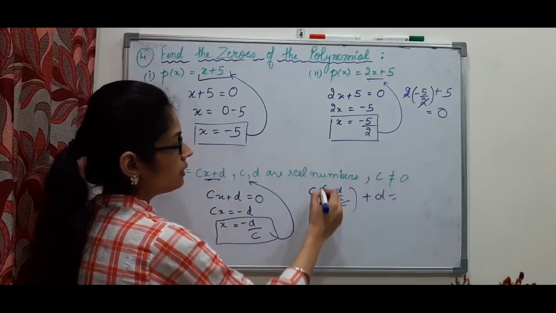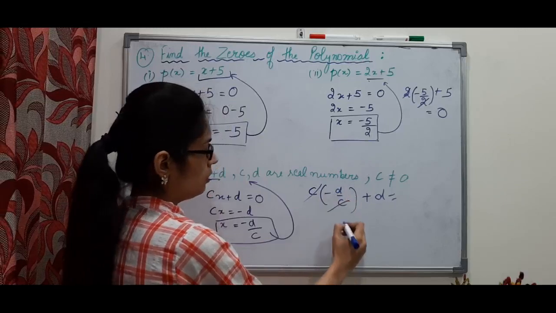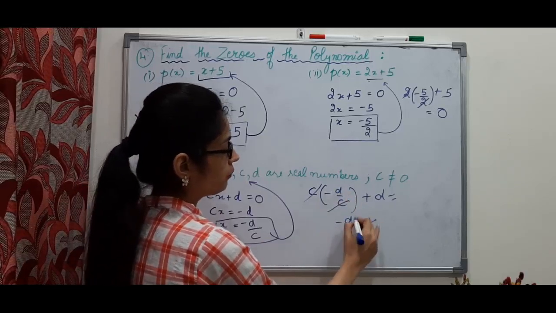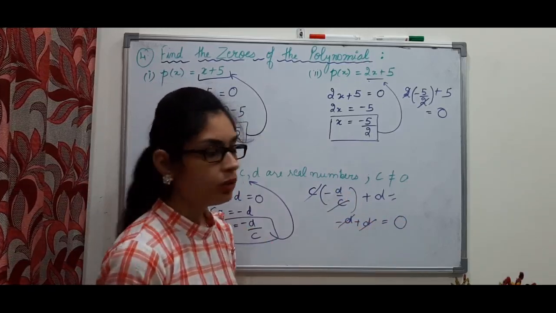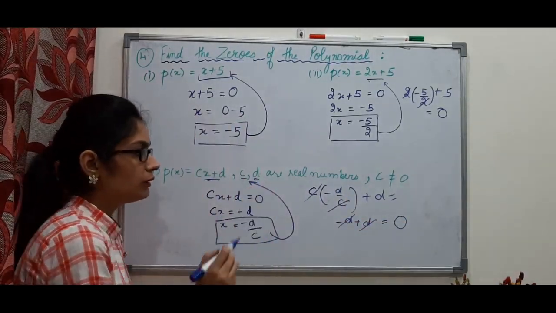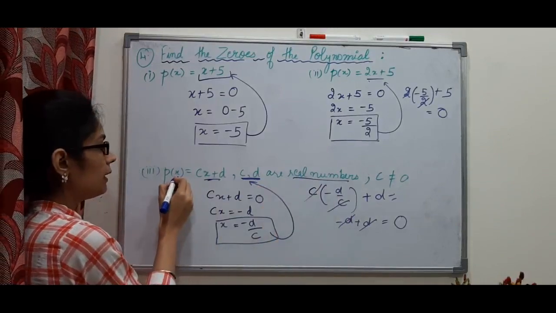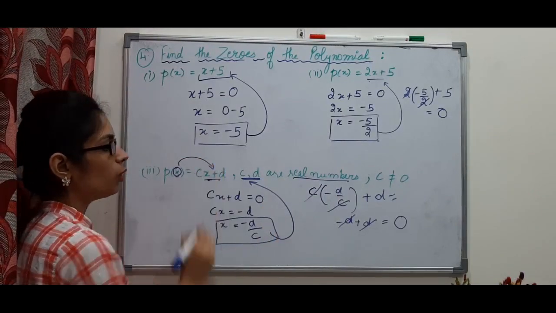So you can see this c and this c will get cancelled. Here minus d is there. So minus d plus d, they both will get cancelled and we'll get 0. So here you don't have to get confused that these are alphabets. They have clearly mentioned c and d are real numbers, and here they have written p of x, meaning x is the variable of this polynomial.